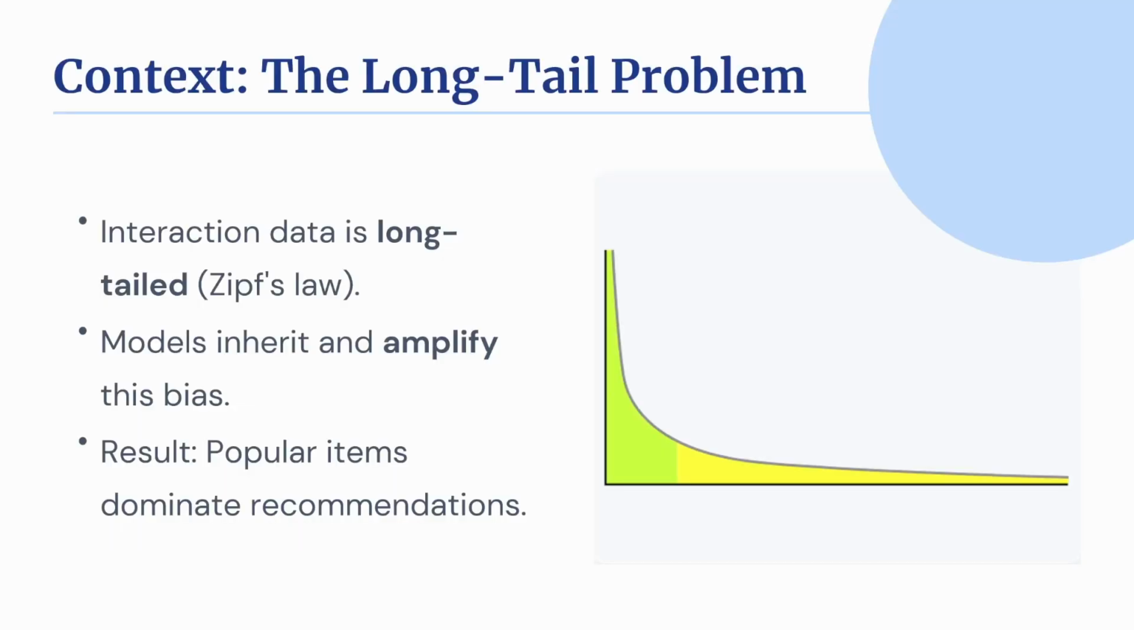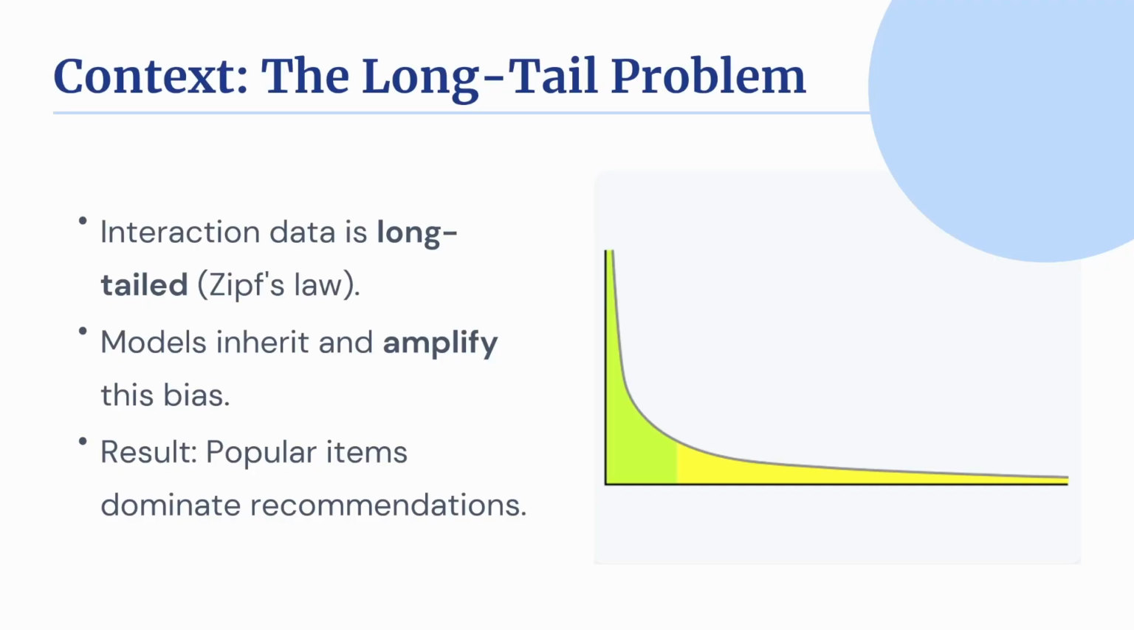We know that interaction data in recommendation systems typically follows a long-tail distribution, meaning a small number of popular items account for the vast majority of interactions. The problem is that when models are trained on this data, they tend to inherit or even amplify this bias. This results in recommendation lists being dominated by popular items, while long-tail items are ignored.